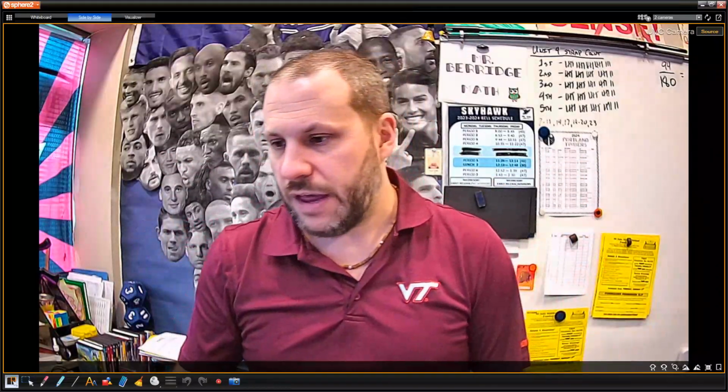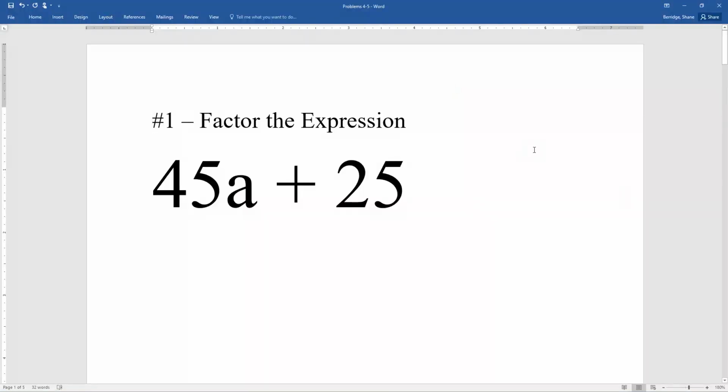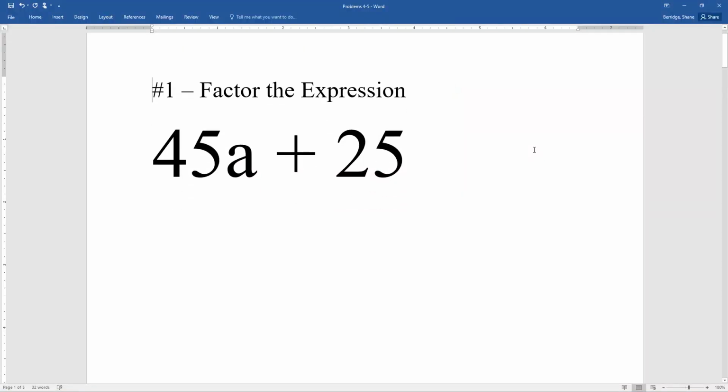So let's start. Let's look at our problems, okay? Let's pull up our problems 4-5. So here's our first one. We're going to be factoring this expression. You'll notice we have 2 terms that are not like terms. We don't have any variables being factored, so we are simply factoring numbers out here.